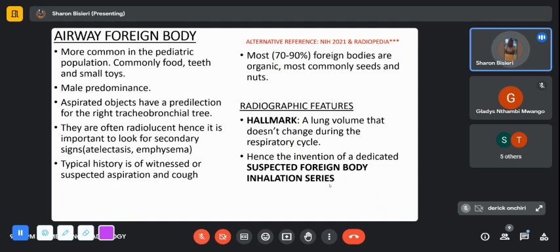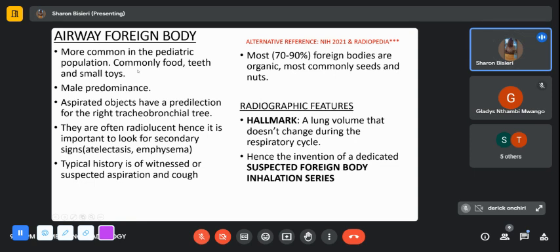So next I'll move to airway foreign bodies. This is commonly seen in the pediatric population, and the foreign bodies they tend to aspirate into the airways are food, teeth, and small toys. Of the food they aspirate, we are looking mostly at organic material such as seeds and nuts.